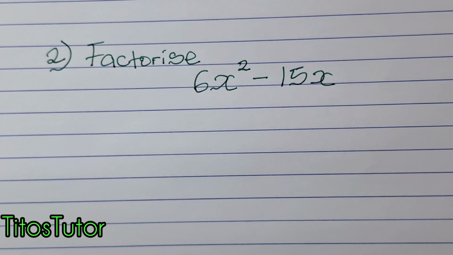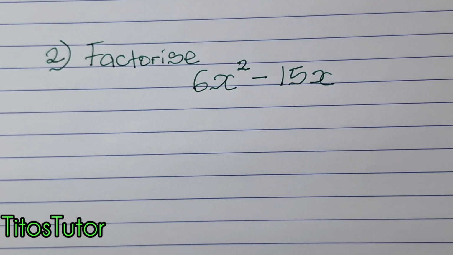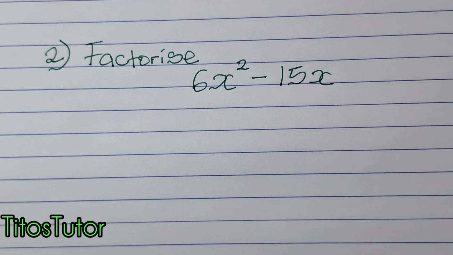Here's question number 2, and it says factorize 6x squared minus 15x. The first thing you do when you want to factorize a binomial, which means that your expression has only two terms, right? Okay, so you find the highest common factor.